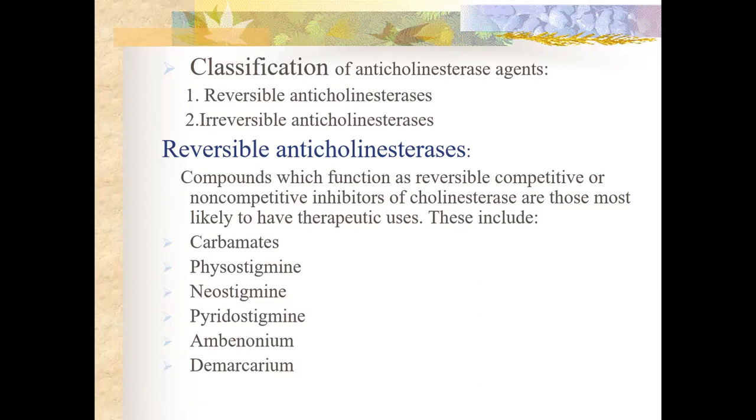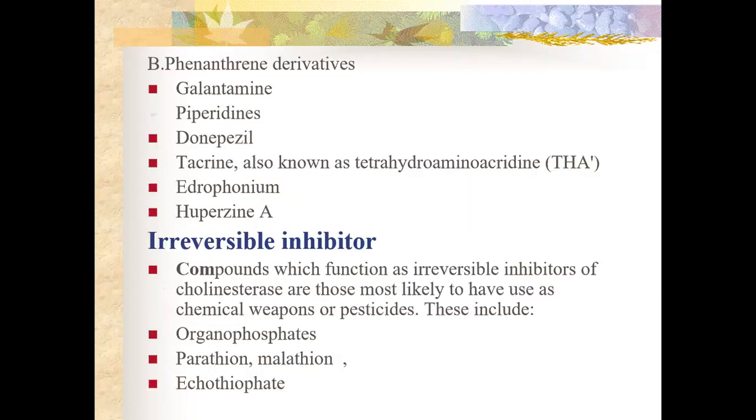Then coming to the phenanthrene derivatives in this reversible category of anticholinesterases, we have galantamine, then we have piperidine derivatives like donepezil, tacrine, also known as tetrahydroaminoacridine. And we have this edrophonium bromide, as I already told you. We have huperzine A.